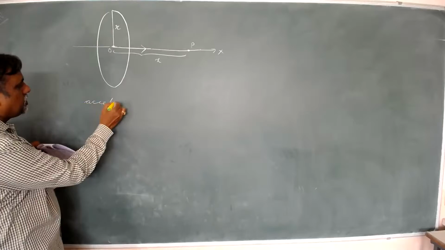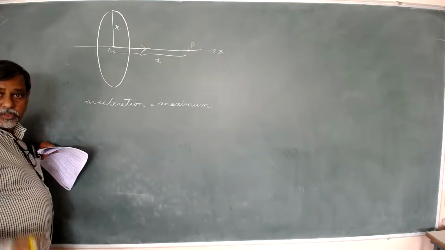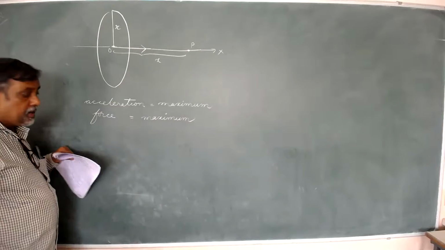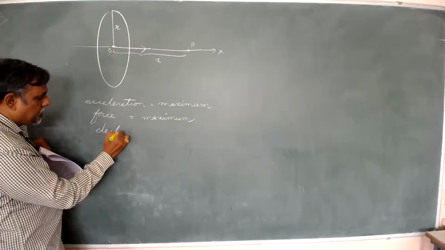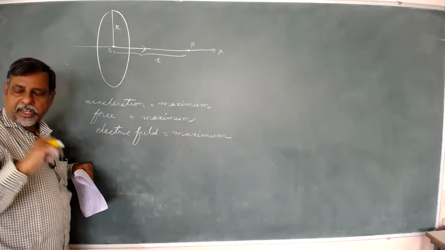See the condition. Acceleration is maximum over here. Acceleration is maximum means the force applied is maximum. So what about the force, which is the electric force? That becomes maximum. Electric force is maximum means what do you say? What about the electric field by means of which the force is caused? That field will be maximum. In this particular case, when the electric field is maximum, then the electric force will be maximum. When the electric force is maximum, then the acceleration will be maximum.